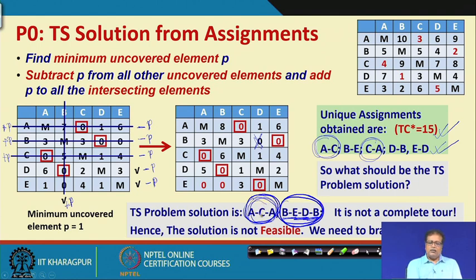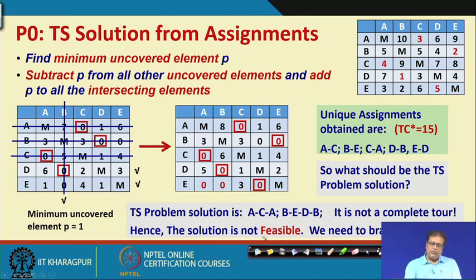So, how do you branch? A to C, block A to C and block C to A, right. Block A to C and block C to A, those will be the two branches. So, let us see those branches now.